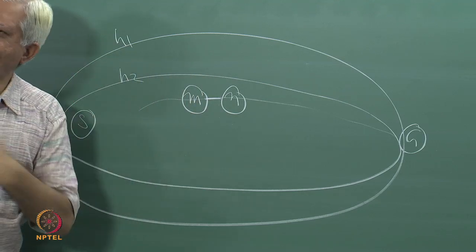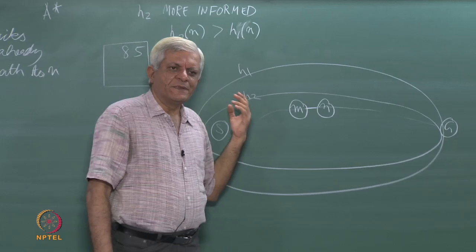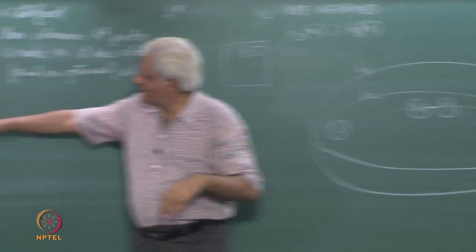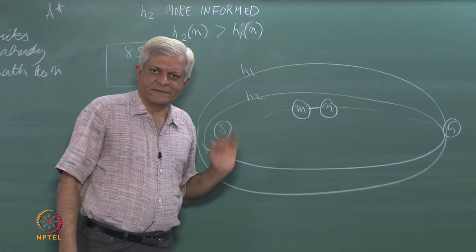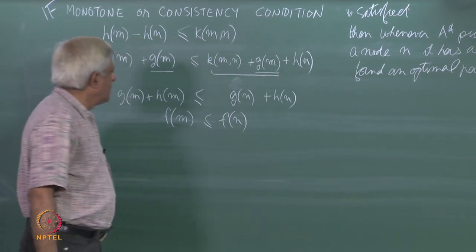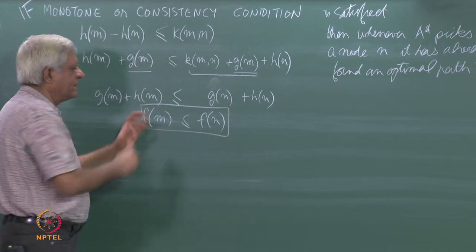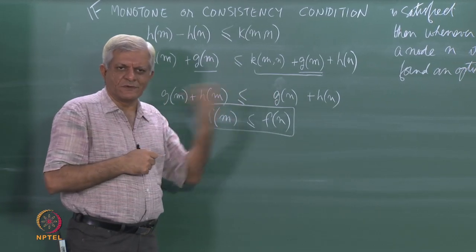So, that is one of the reasons why this is called a monotone condition: as you move closer to the goal, the f values monotonically increase. So, that is one observation, which holds for any two nodes, and by transitivity this will hold for any two nodes on a path to the goal essentially.